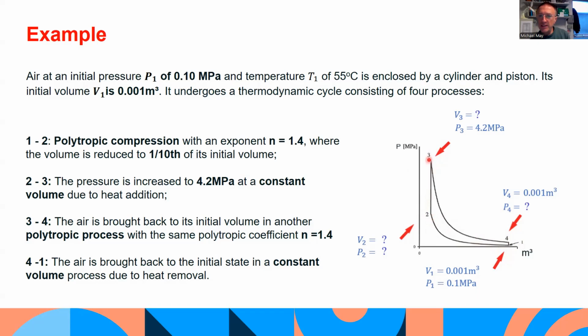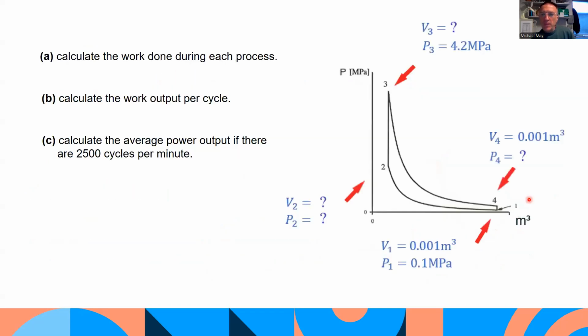P3 equals P2, and we're told the pressure at P3 is 4.2 megapascals. So once again, we use the polytropic expression to help us find P4 down here, and V4 is the same as V1, so it's 0.001 meters cubed. So we can see our unknowns in there.